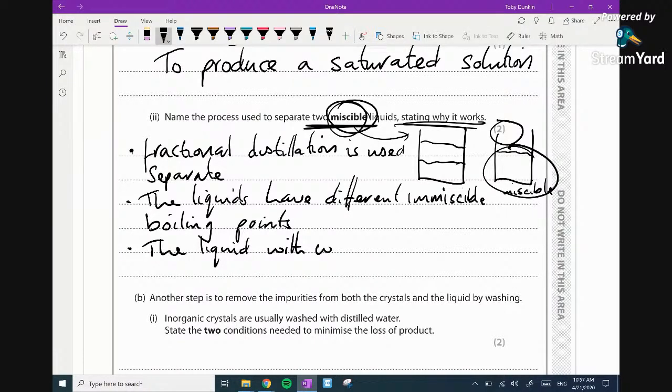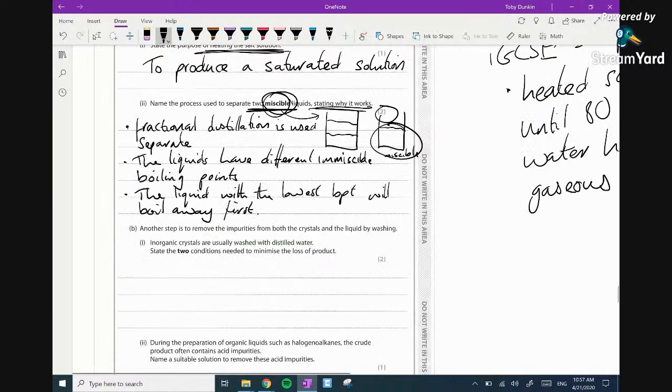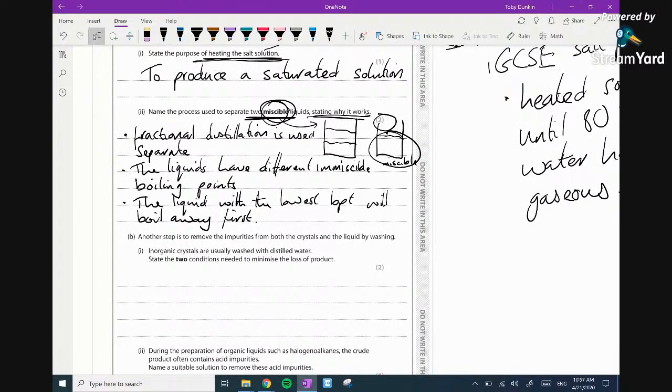The liquid with the lowest boiling point. I wouldn't write BPT in an exam, by the way. They don't know what that means. Lowest boiling point will boil away first. That could even have been 4 marks if they'd given you an example. The normal example of miscible liquids would be something like ethanol and water. Ethanol and water are miscible. The ethanol leaves first, having a boiling point of 79 degrees Celsius, and water then leaves at 100, so the ethanol leaves first.